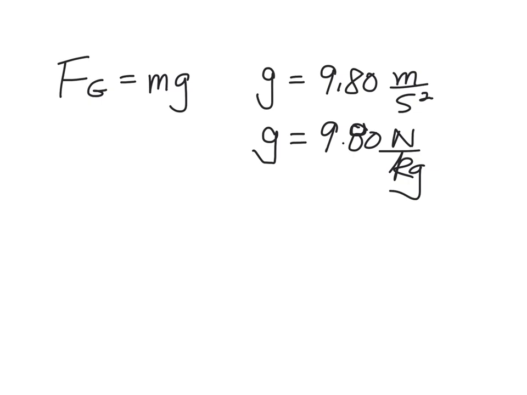Okay, assignment 13, question 1. Up until now, the force of gravity was calculated using this equation. You would take the mass of the object and multiply it by g, which we were using 9.80 meters per second squared. However, now we're going to think of g in a new way rather than the acceleration caused by gravity at the surface of the Earth.